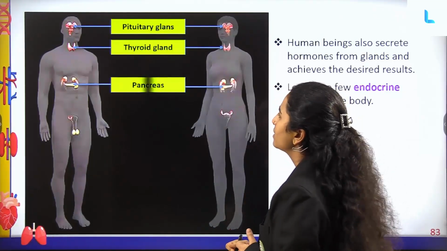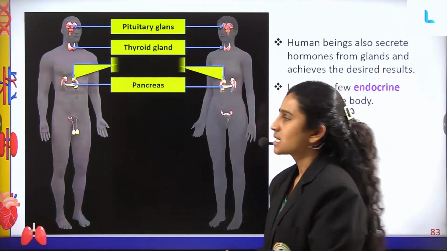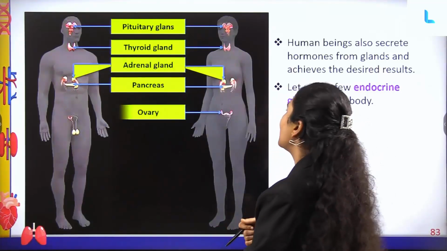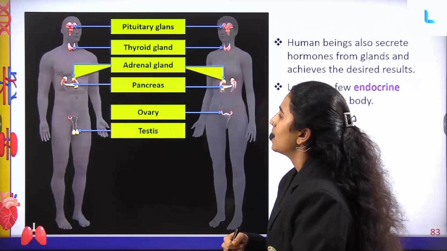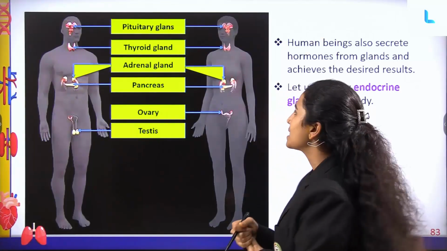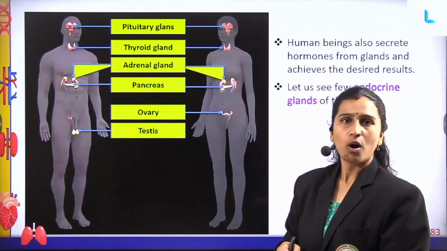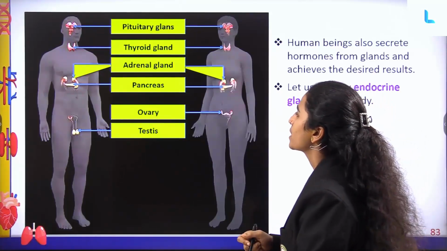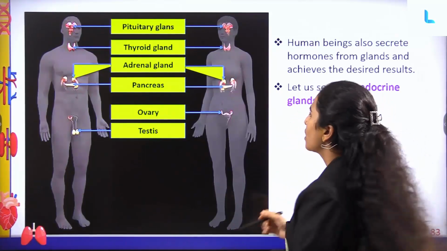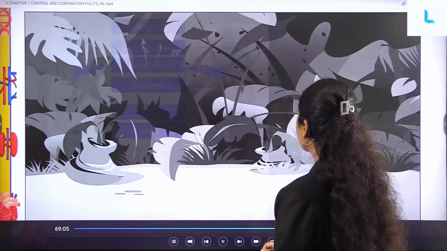Pituitary, thyroid, pancreas, adrenal glands, ovaries and testes. These are the glands which secrete hormones in human bodies. Ovaries are in females and testes in males.